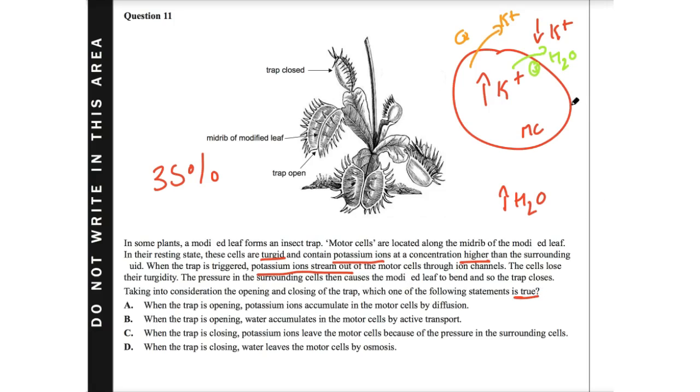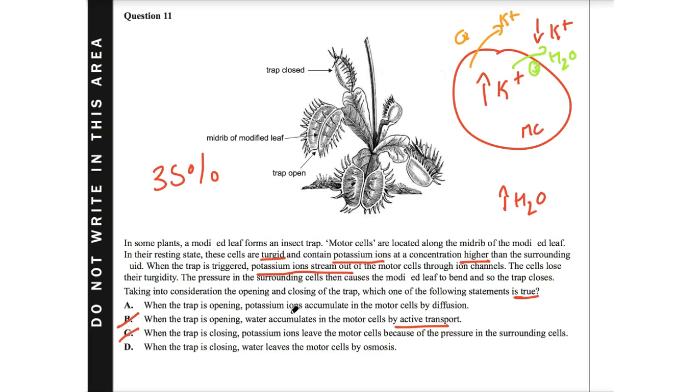So essentially what you want to do is use this schematic and look at what is true and what is false. So if we start with B, when the trap is opening, water accumulates in the motor cells by active transport. That's sceptical. We know water doesn't actually go by active transport. It's all about relying on concentration gradients, that is, osmosis. So B is incorrect. When the trap is closing, potassium ions leave the motor cells because of the pressure in the surrounding cells. They've got that the other way around. Potassium ions leave the cells, and then that causes pressure to build in surrounding cells.